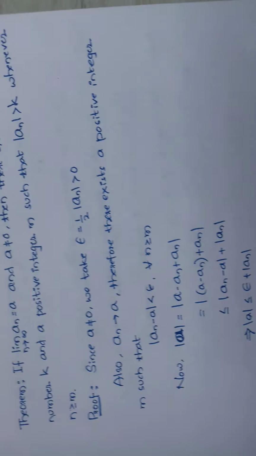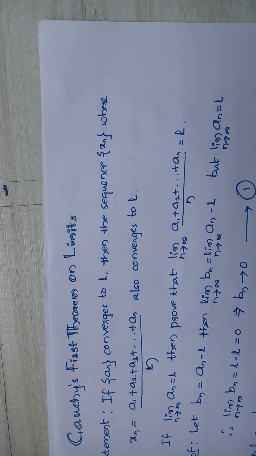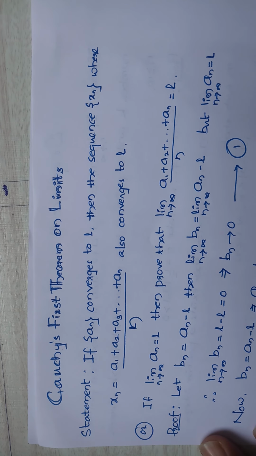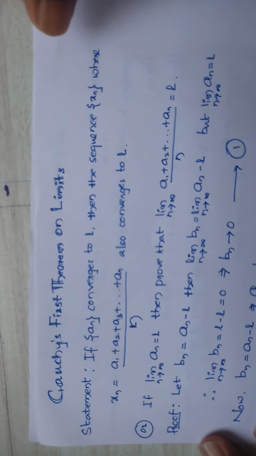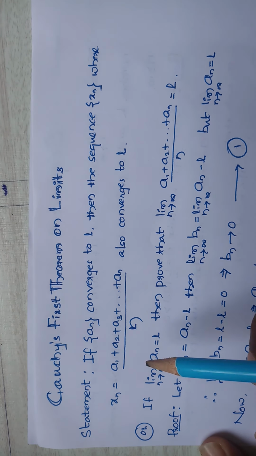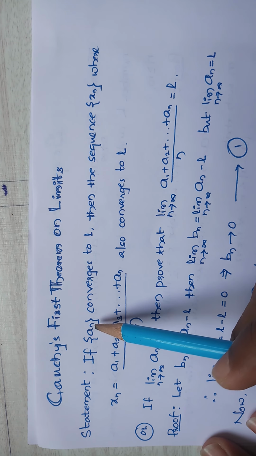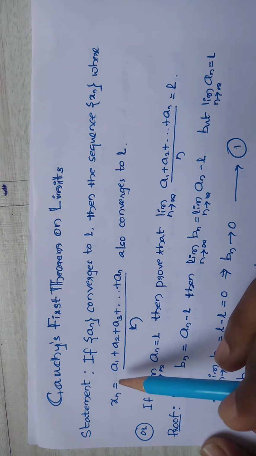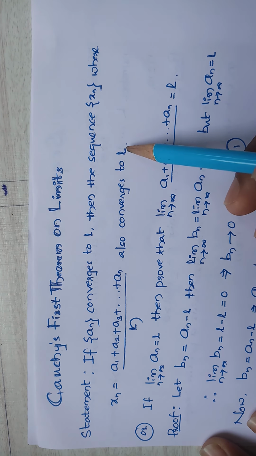Okay, first theorem done. Now let us begin an important result, that is Cauchy's first fundamental theorem on limits. We are using here the concept of a convergent sequence, and using that we will prove Cauchy's first theorem on limits. The statement means: if sequence a_n converges to L, then the sequence x_n, where x_n is equal to a_1 plus a_2 plus a_3 plus so on up to a_n, divided by n, also converges to L.